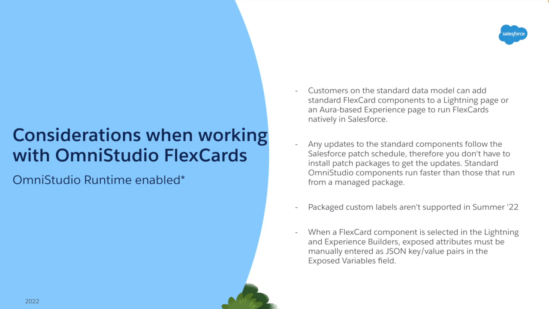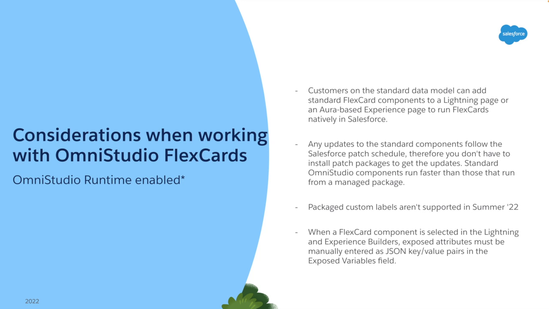Some considerations about custom labels. Packaged custom labels are not supported as of Summer '22. And finally, when a FlexCard component is embedded into a Lightning or Experience Builder page, exposed attributes must be manually entered as JSON key-value pairs, right?